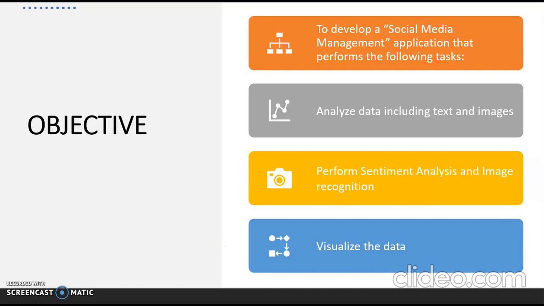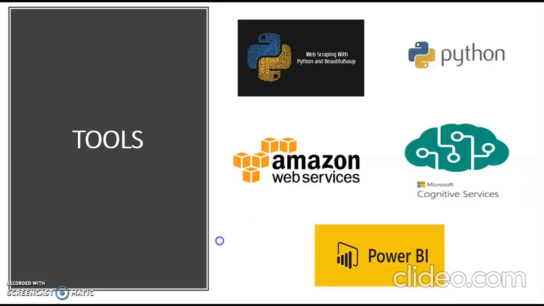So the main objective of our project is to develop a social media management application, and it has to satisfy 3 different tasks. The first one is to analyze the data, which can include both text data as well as images. Secondly, to perform sentimental analysis and image recognition of the selected data, and finally to visualize these data.